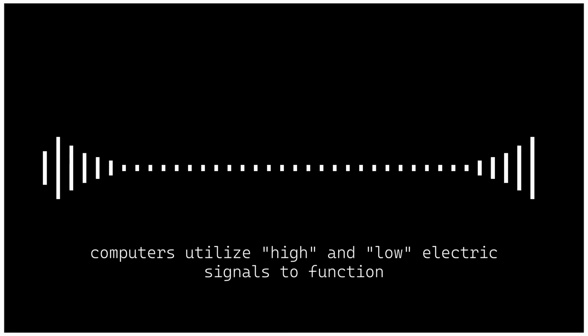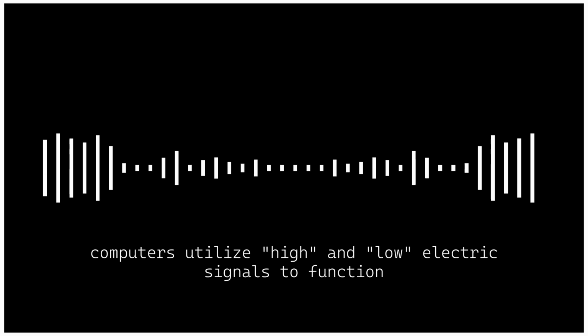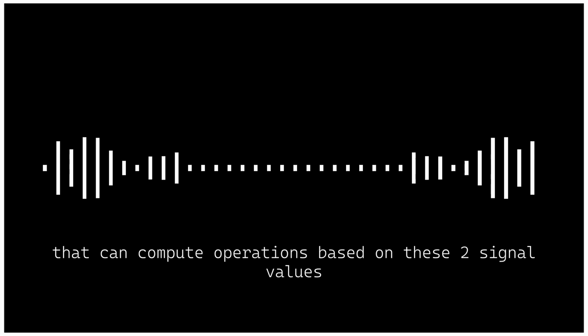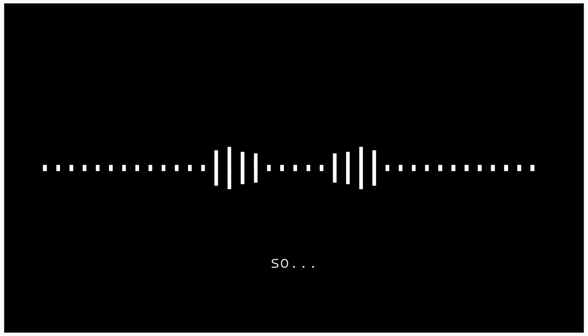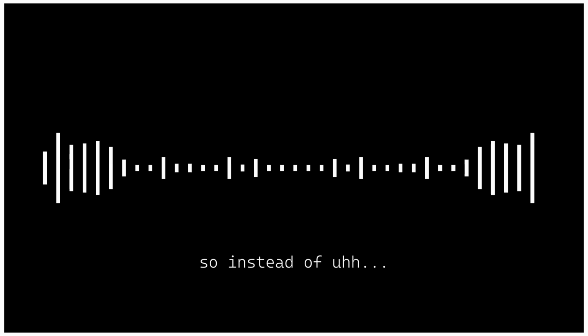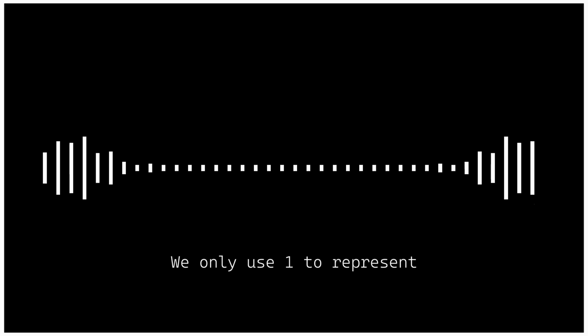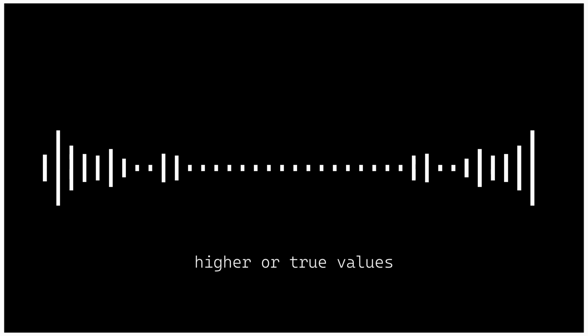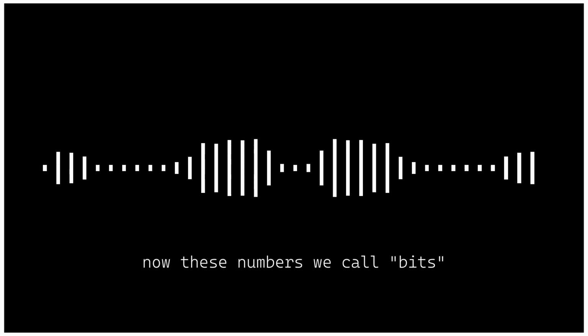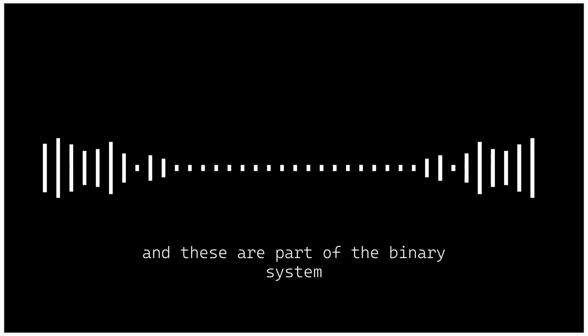To put it simply, computers use high and low electric signals to function. Because of this, we need a number system that can compute operations based on these two signal values. So we use binary. Binary is a base 2 number system, meaning it uses 2 digits. So instead of 0 through 9, we only use 1 to represent higher or true values and 0 to represent off or low values.